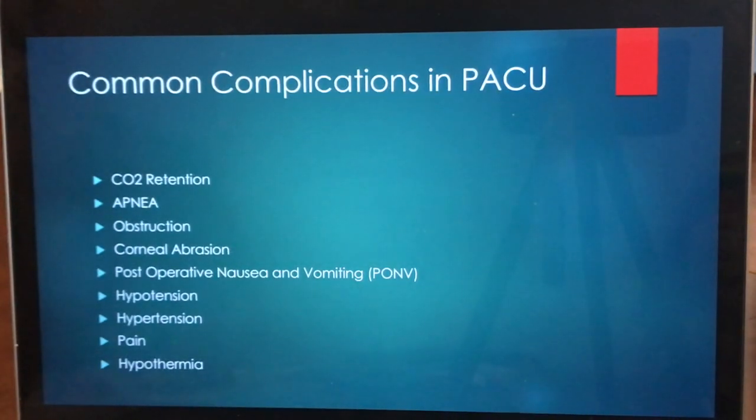There are some very common complications that you see in the recovery room. These include CO2 retention, apnea, obstruction, corneal abrasion, post-operative nausea and vomiting, where you'll most likely see it written as PONV, hypotension, hypertension, pain, and hypothermia.